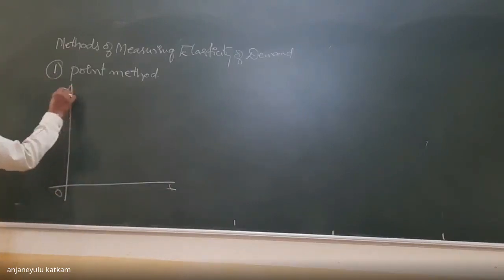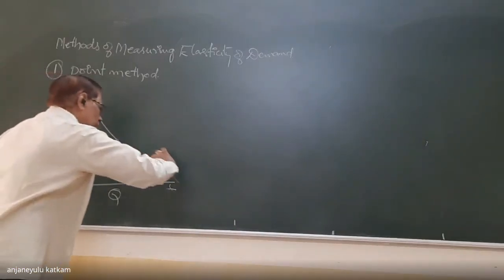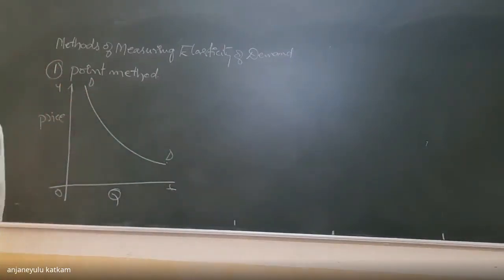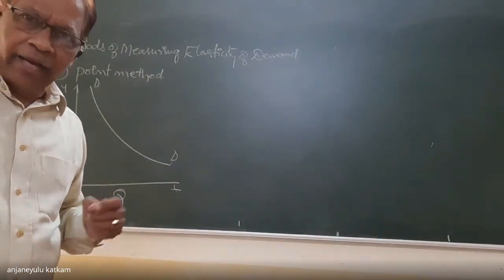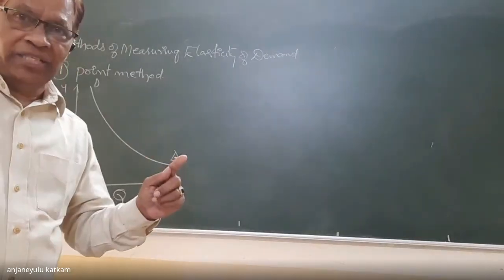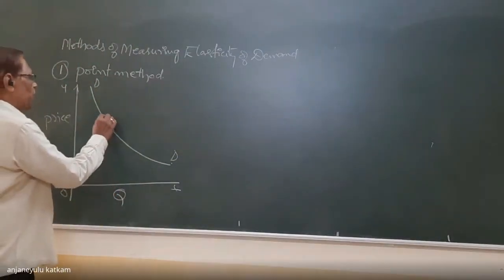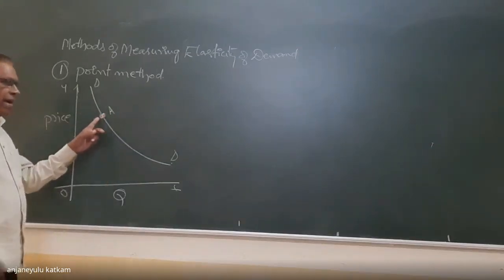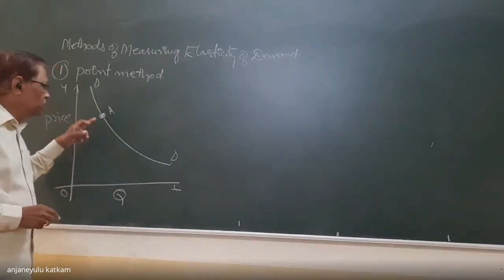X and Y. On the y-axis the price. Here it is the quantity demanded. Let us draw an imaginary demand curve like this. D and D. So we got a demand curve. On this demand curve, we want to measure the elasticity at a particular point. So let us identify the point upon the demand curve. Let us say this is capital A. This point is only one on the demand curve. We want to measure the elasticity at this point only.